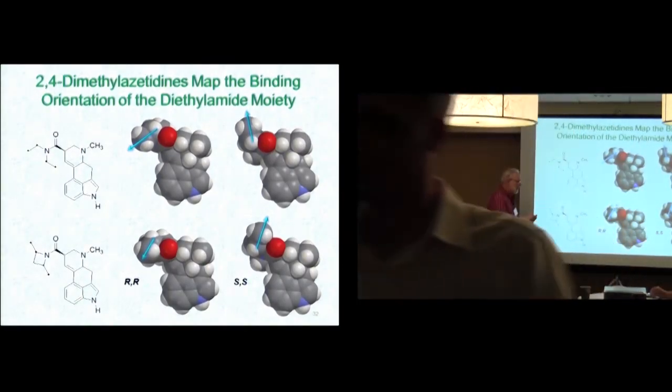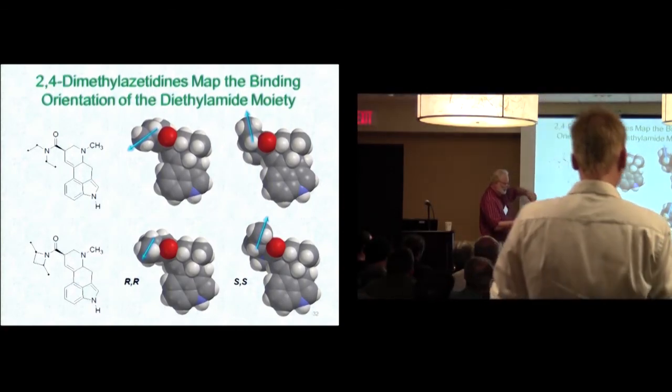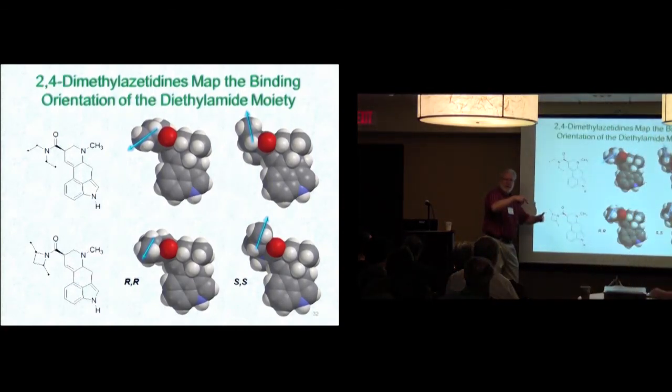I'm a technological dinosaur. So you have cis with both methyl groups up or both methyl groups down. That's the same isomer because this can flip around. And you have an SS and an RR where they're trans, across. One's up and one's down, or one's down and one's up. They're stereoisomers that we could resolve. So we made the cis meso dimethyl azetidine, the RR, and the SS trans, and then coupled them to lysergic acid and made these.